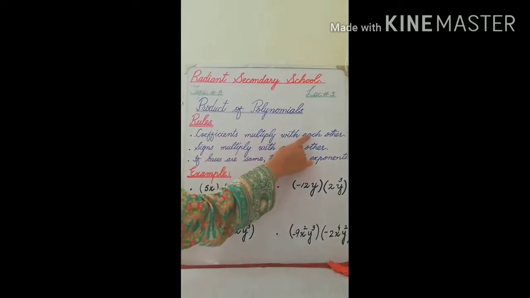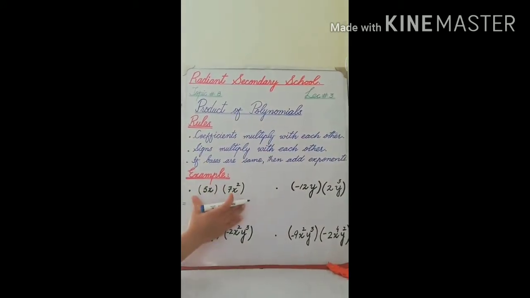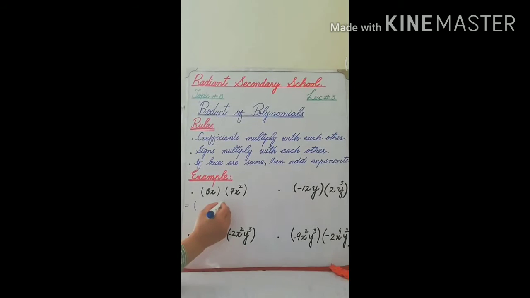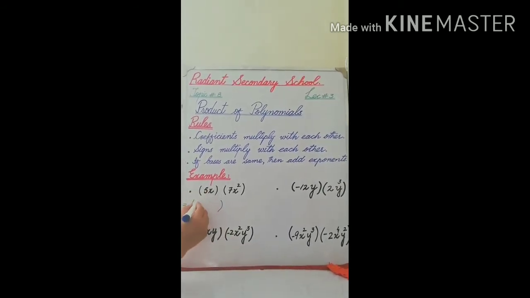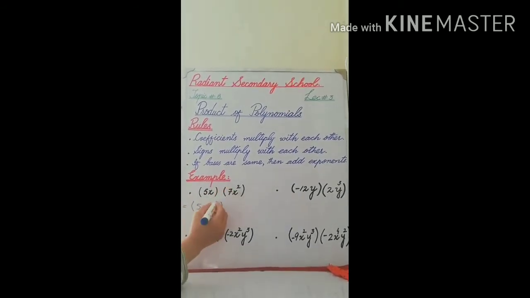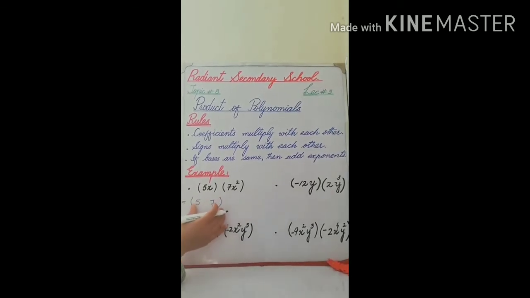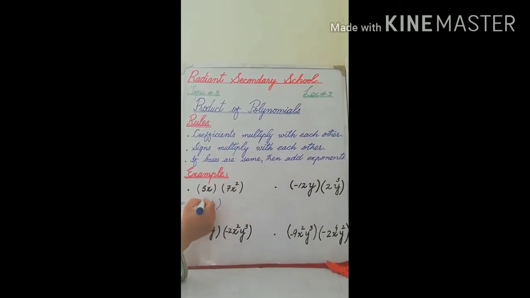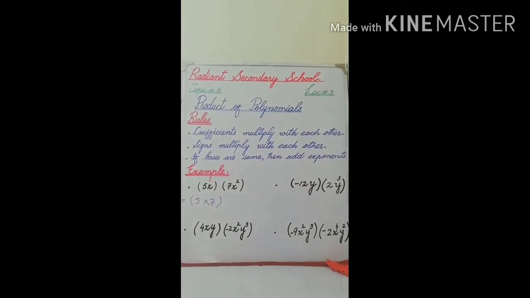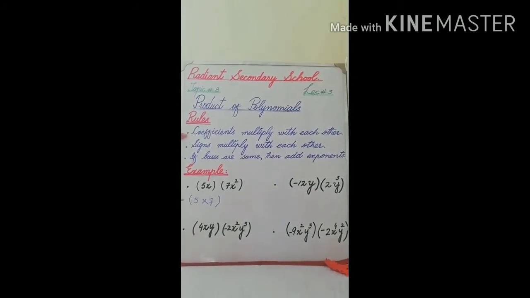Coefficients multiply with each other. What are the coefficient in first example? You will write in bracket 5 is coefficient and here 7 is coefficient. What we have to do? We have to multiply them. Okay, my first rule is implemented.